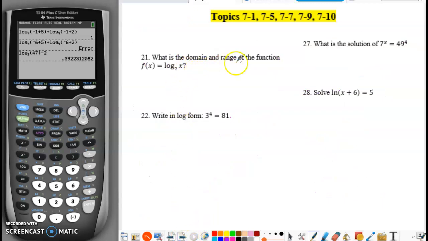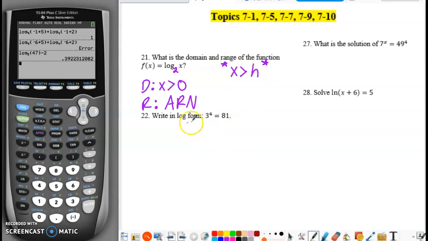All right, looking at 21, it's saying, what is the domain and range of the function log base 2 of x? And so we know that domain for logs is always x is greater than your h value. In this case, we don't have an h, so we're going to say x is greater than 0. And then range for all log functions is all real numbers. This never changes. Range never changes. Domain, remember, is always going to be x is greater than your h value.